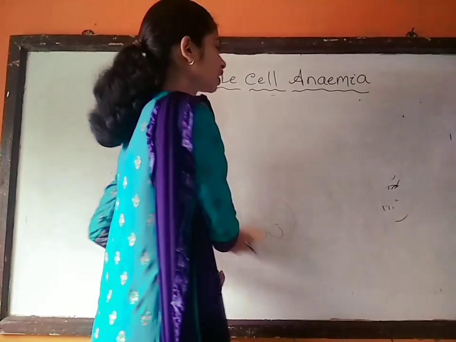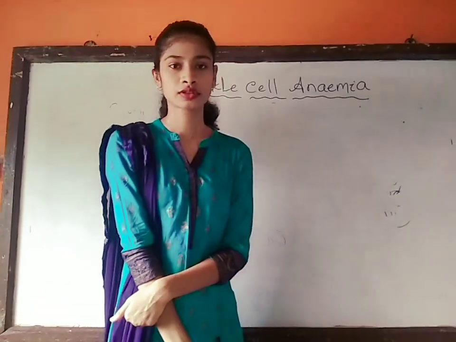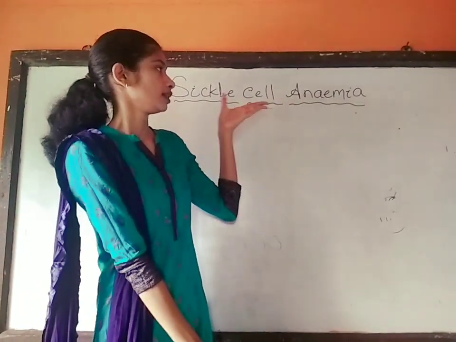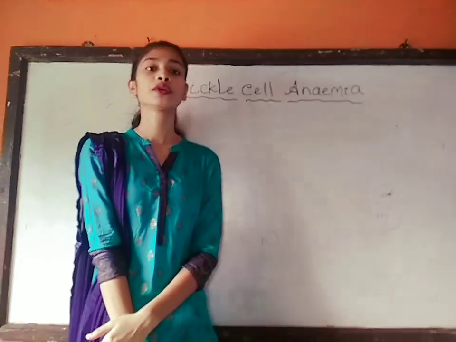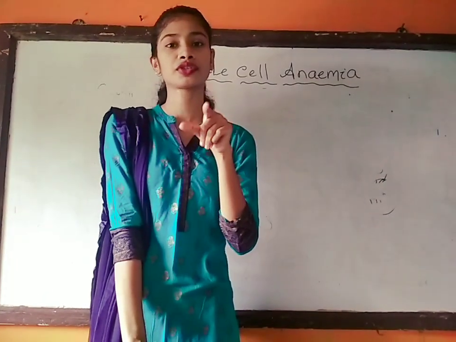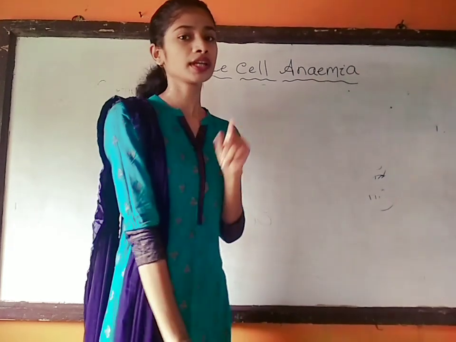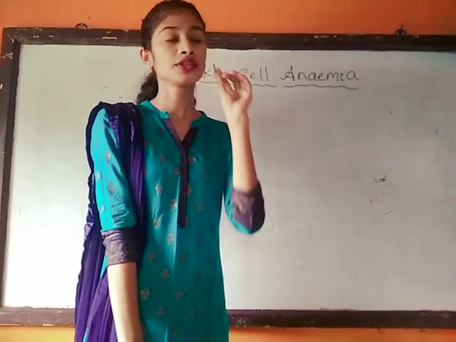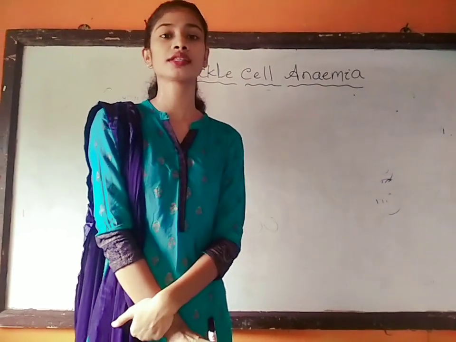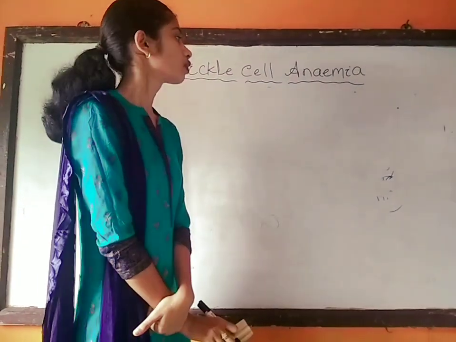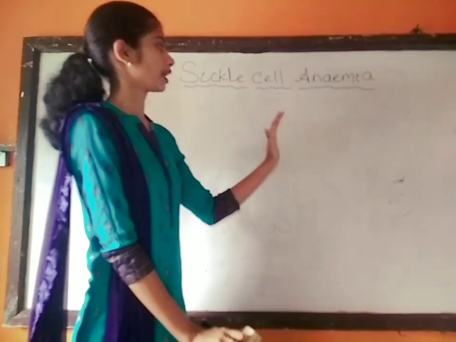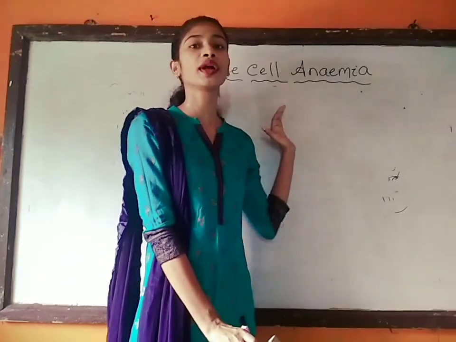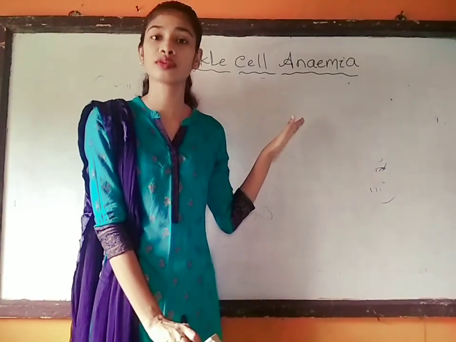So, do you know what mutation is? Sickle cell anemia occurred due to a point mutation. A point mutation is a type of mutation. When a mutation occurs at a particular point in the gene, it is a point mutation. So sickle cell anemia occurred due to a point mutation in the DNA sequence.